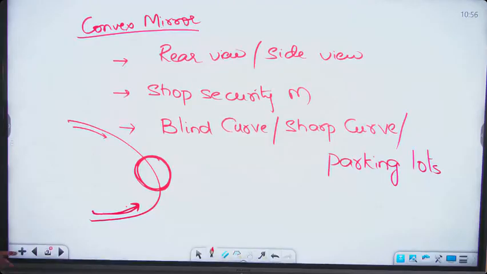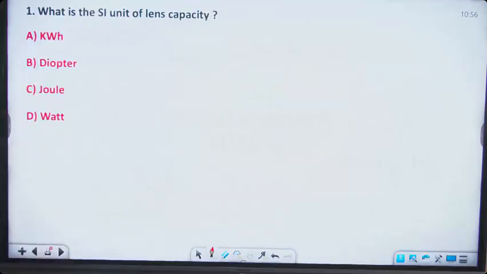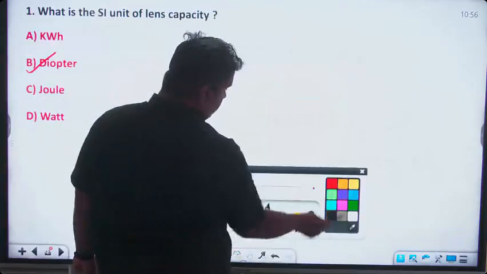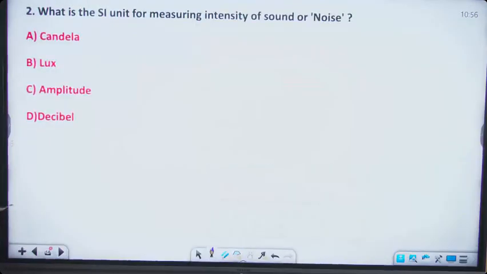Now this is the case of the mirrors. Chalo, take out your handouts. What is the SI unit of lens capacity? So the unit for lens capacity is diopters. Then the second one, what is the SI unit for?